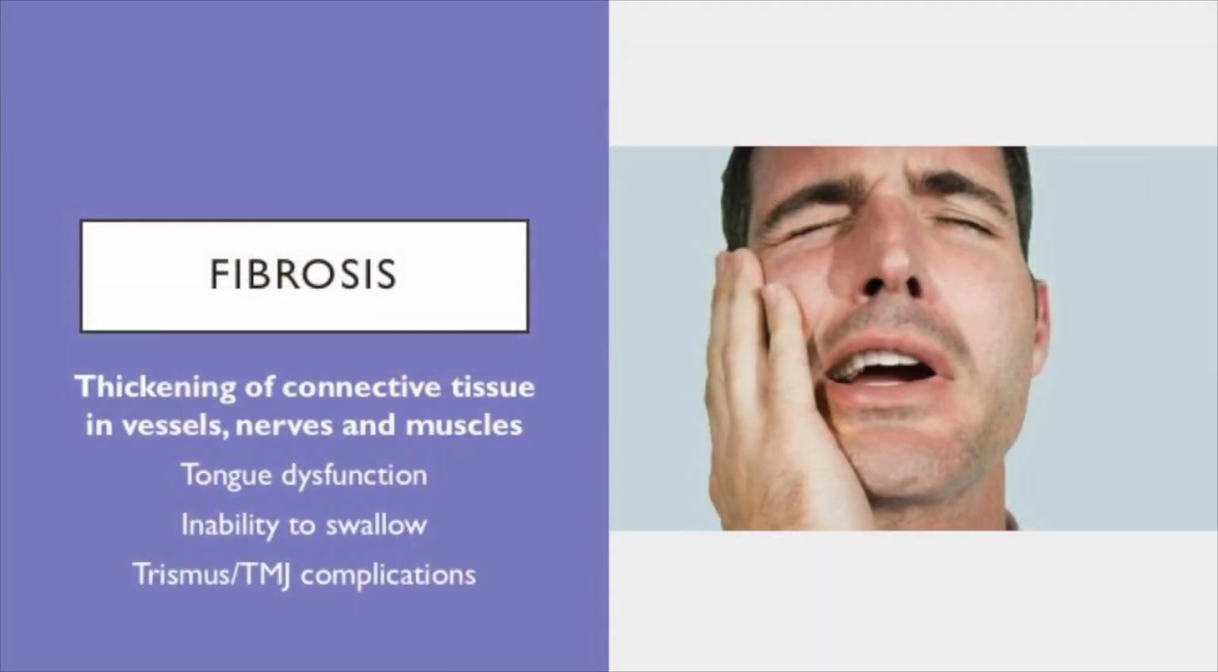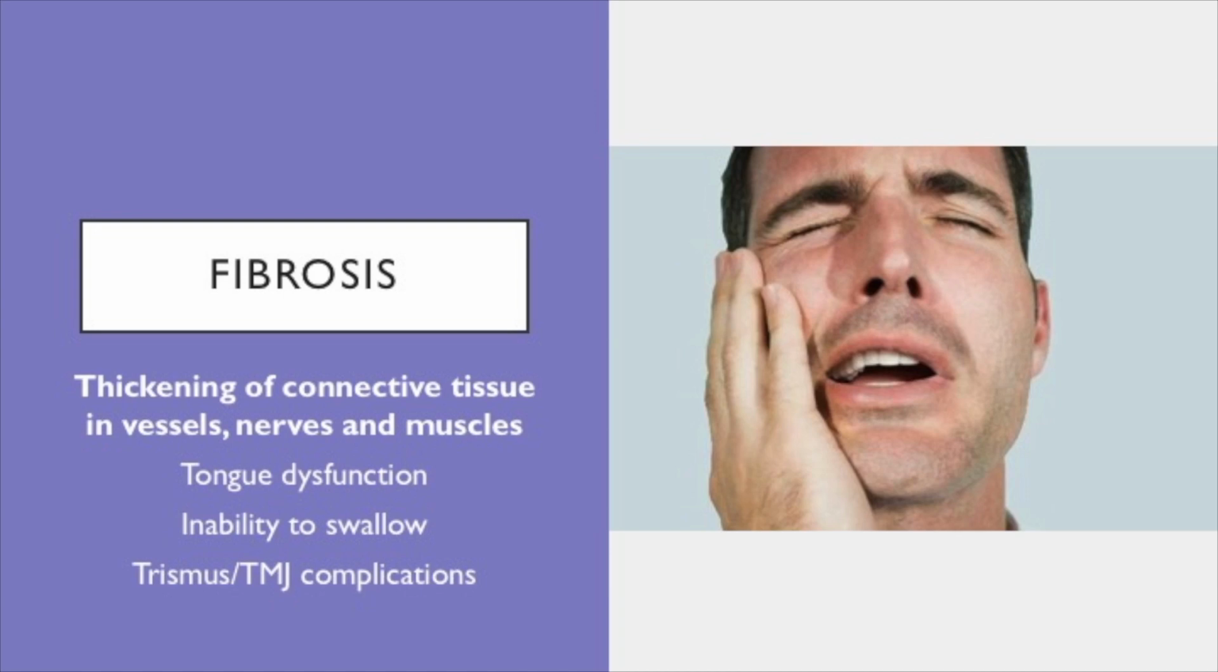Radiation therapy may cause damage to structures in the head and neck through fibrosis. Several studies have been conducted to explore potential treatment options for post-radiation fibrosis. However, no statistically significant evidence exists at this time. Fibrosis is the thickening of connective tissue in vessels, nerves, and muscles. Fibrosis in the lingual muscles of the mouth can affect tongue function, while fibrosis of the constrictor muscles of the pharynx can affect the ability to swallow.